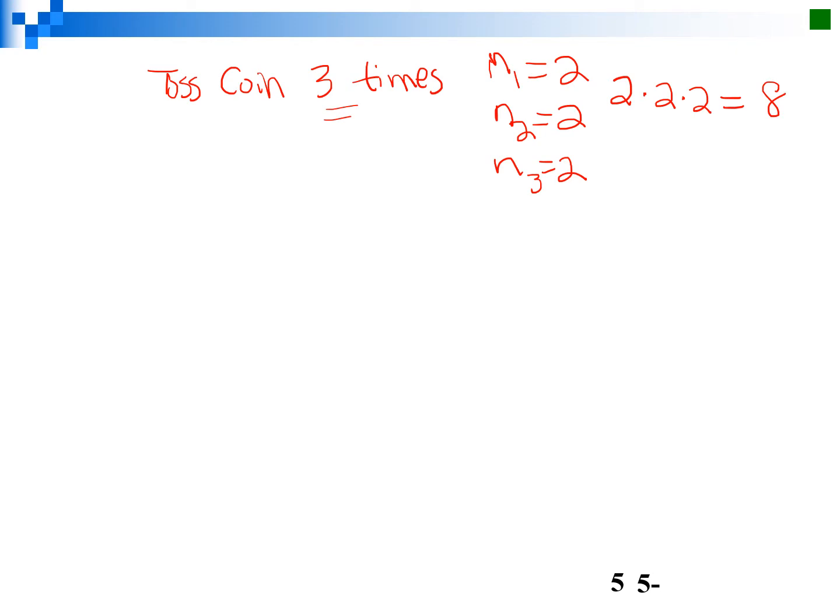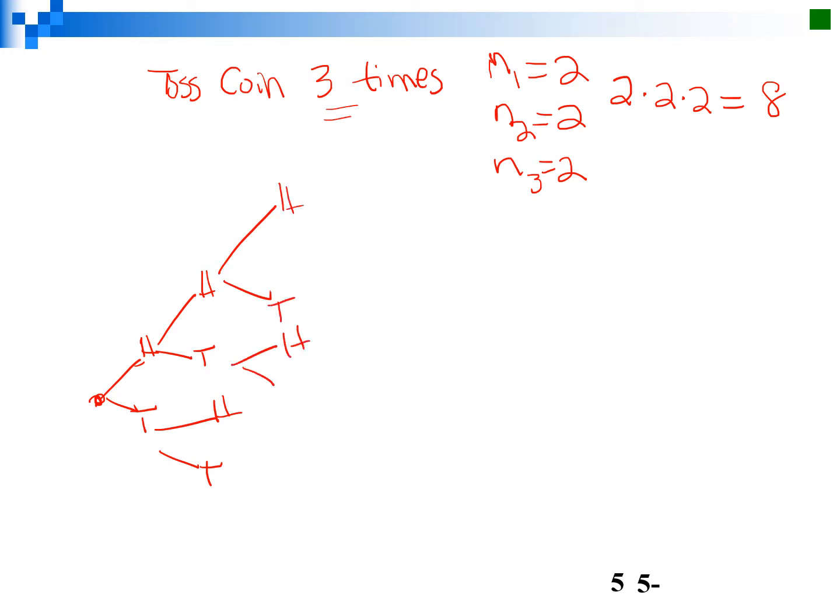And then what I like to do in my class is draw a tree diagram just to help you visualize that. So let's say, for example, this is how it would look. On the first toss, you could get a heads or a tails. On the second toss, you would get another heads or tails on each side, right? And then finally, on the third toss, you get a heads or tails on each of them. So notice how it's branching out all of a sudden.